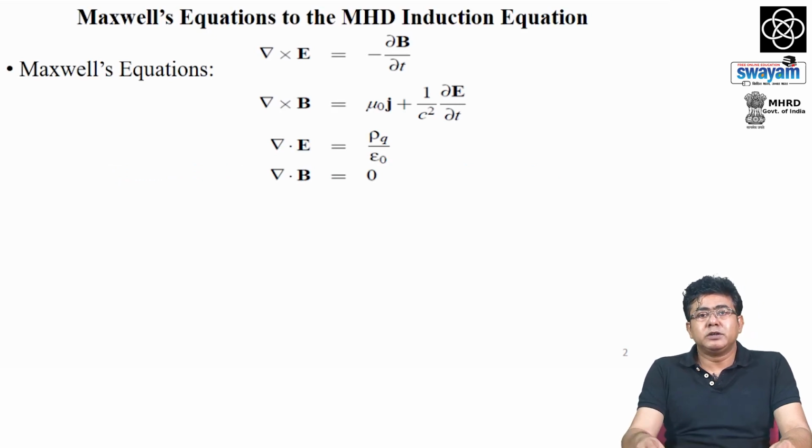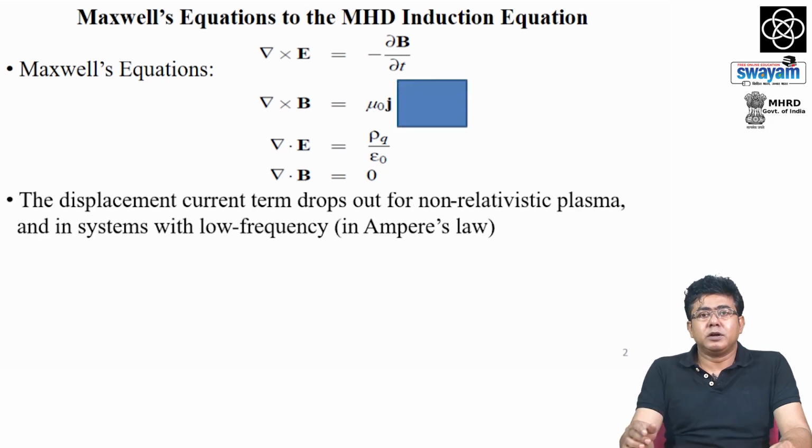So, what you see here is the full set of Maxwell's equations, which tells you how the electromagnetic fields are related to each other. Now, this is something that you are used to seeing. For example, in Ampere's law, if you are dealing with a non-relativistic plasma, the displacement term would drop off. So, you have just the one involving the current density, mu 0 j, remaining.